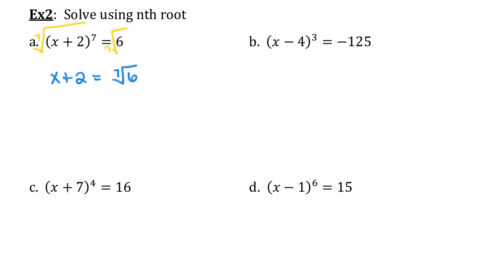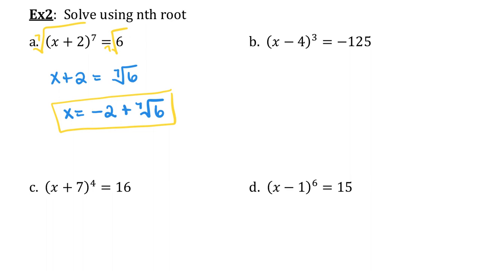Okay, let me minus the 2 to the other side. Okay, I'm going to have minus 2, and then I only have a 7th root of 6. Is it positive or negative? It's a positive 7th root of 6. So I only get one answer. It's negative 2 plus the 7th root of 6. Let's try the next one.